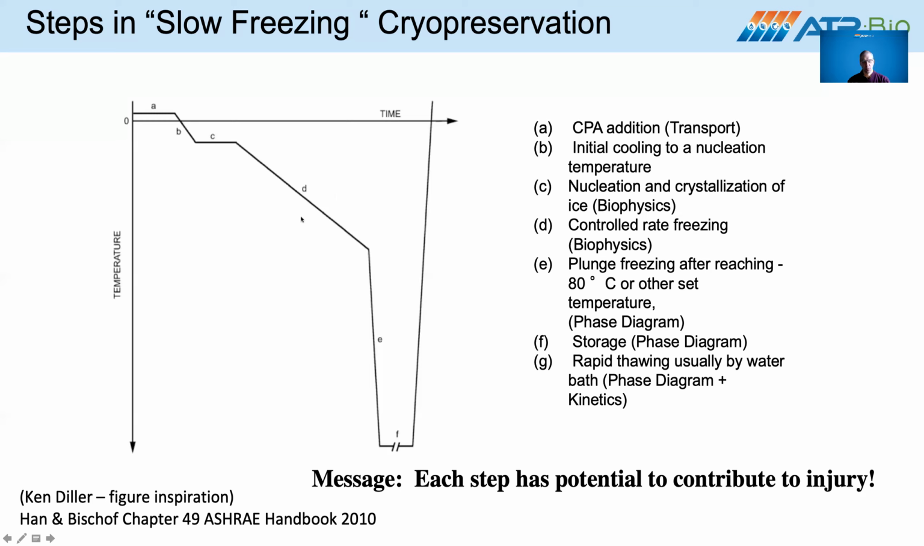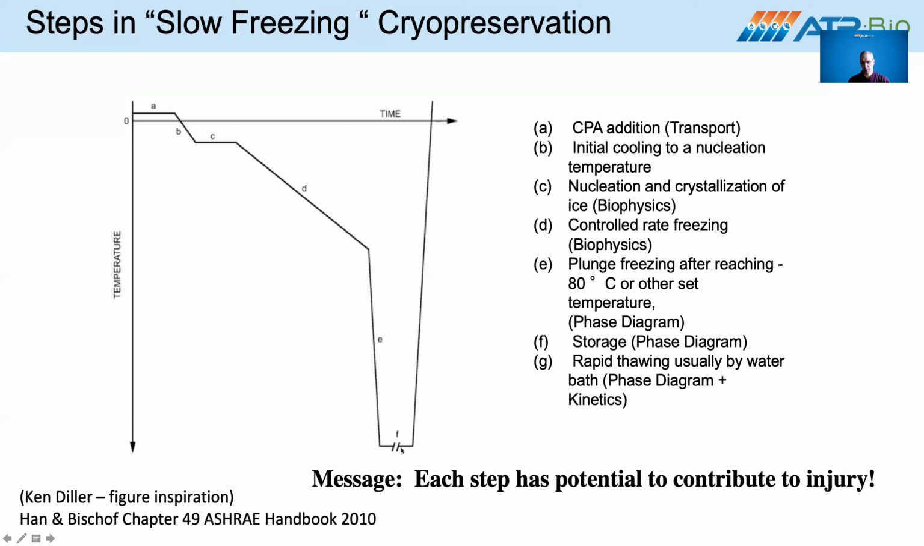D is where we're going to really be focusing a fair bit of our attention in today's lecture, to try and understand what are the major biophysical changes and maybe some of the injury mechanisms in that. Finally, after you're below -80, usually there's no more injury or biophysical change, and then you can put the sample in storage, like liquid nitrogen storage, which was featured in the last slide, and that would be F.